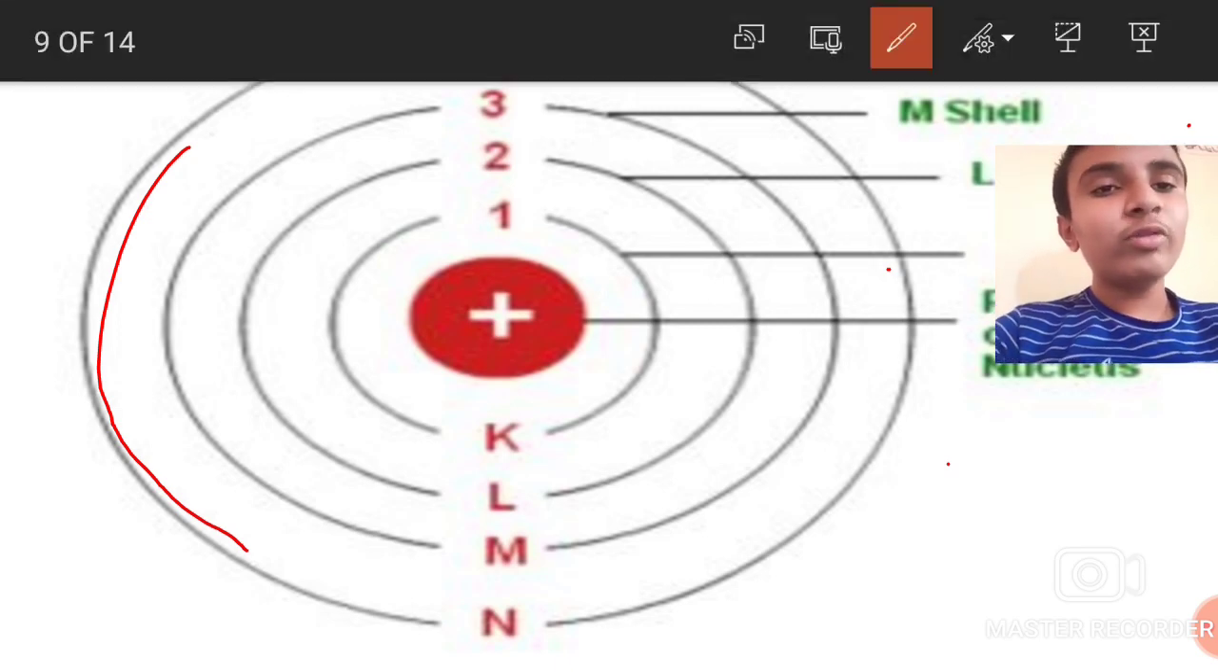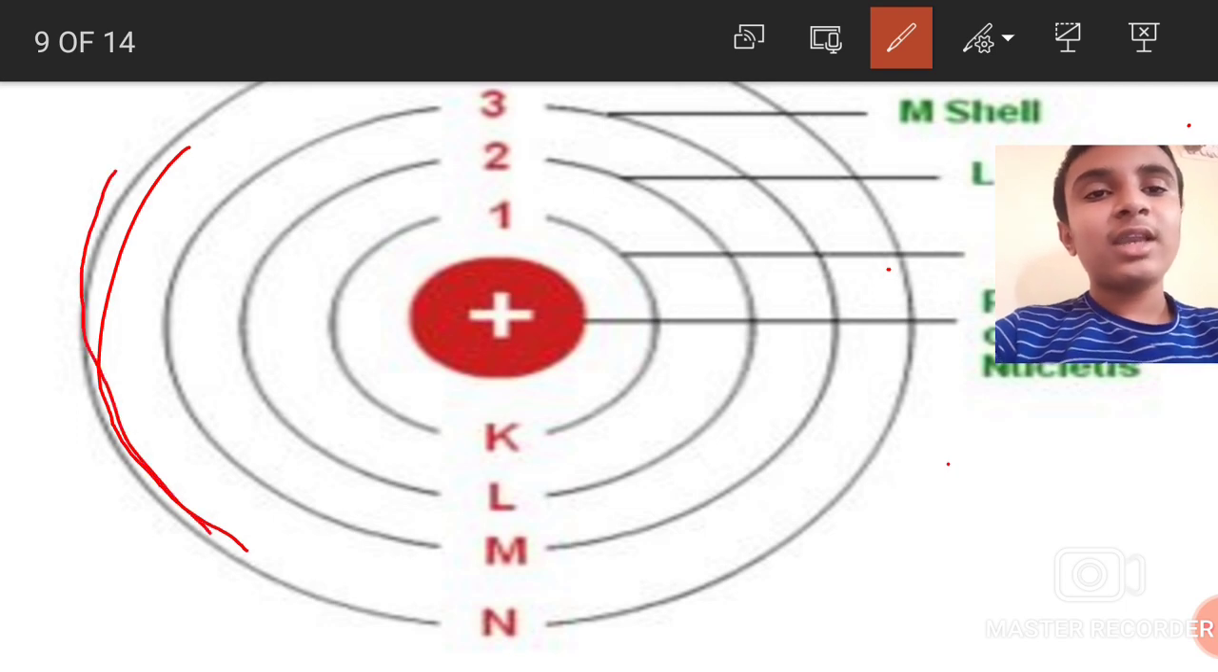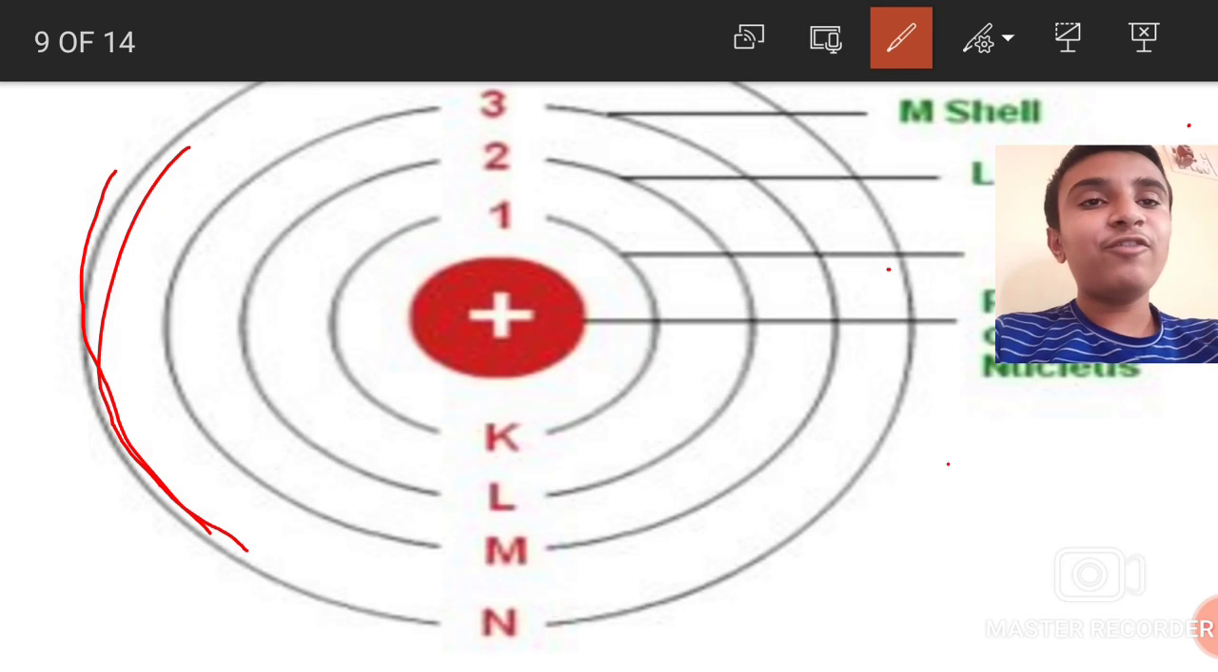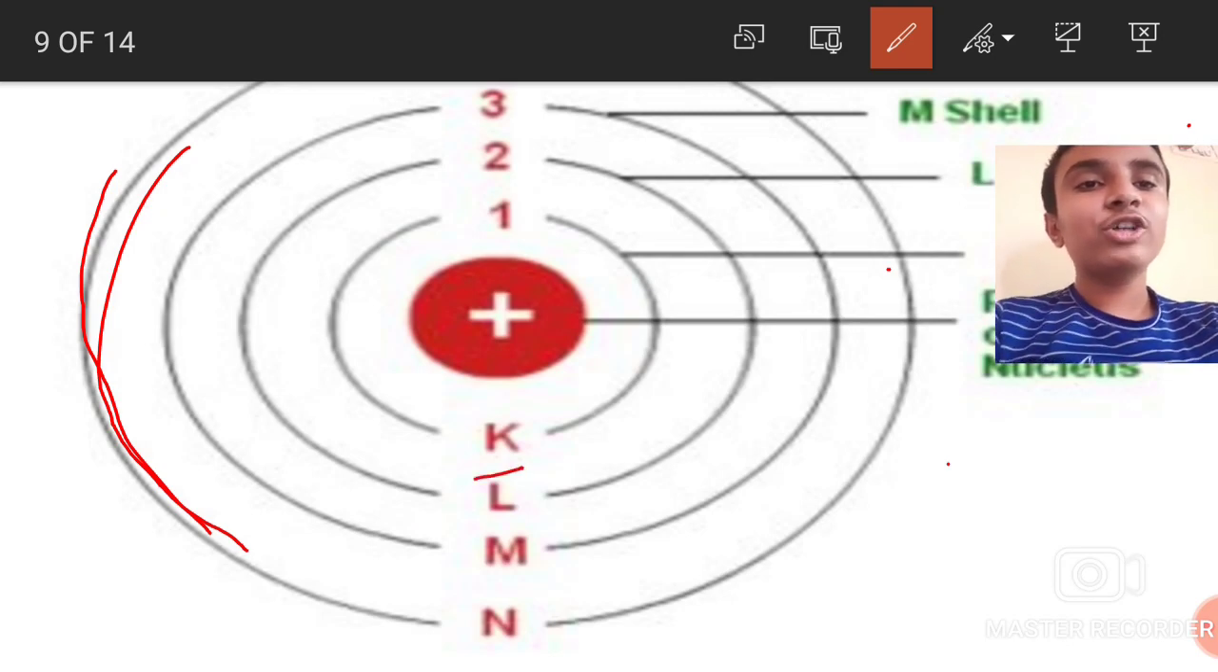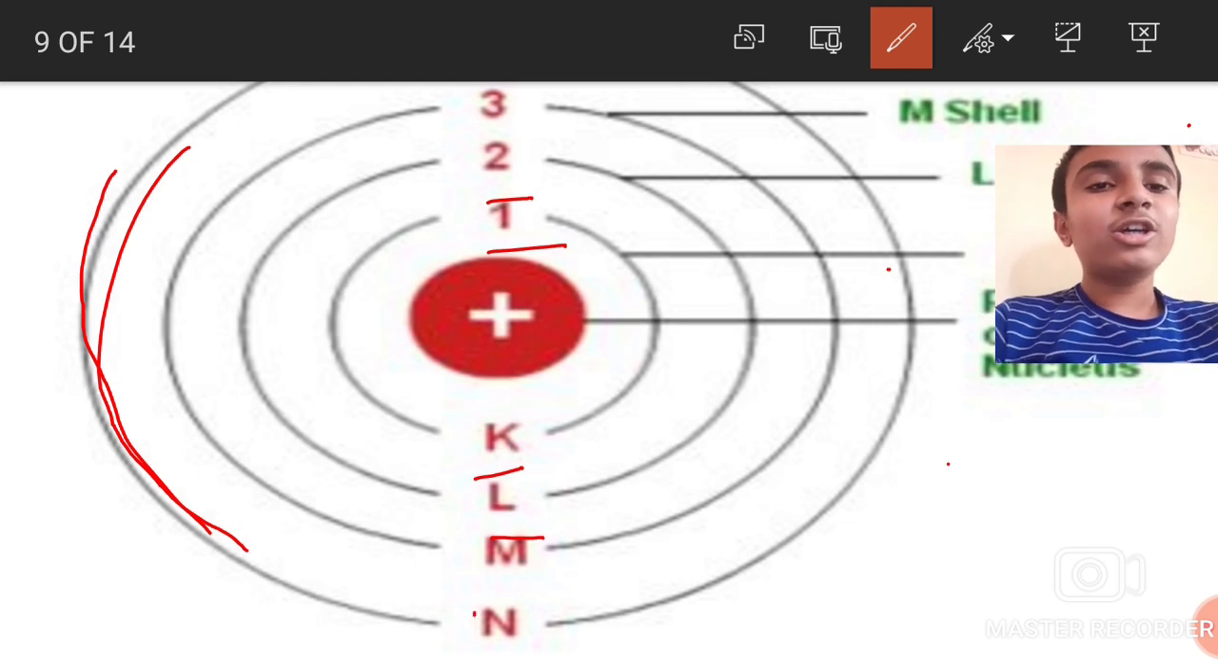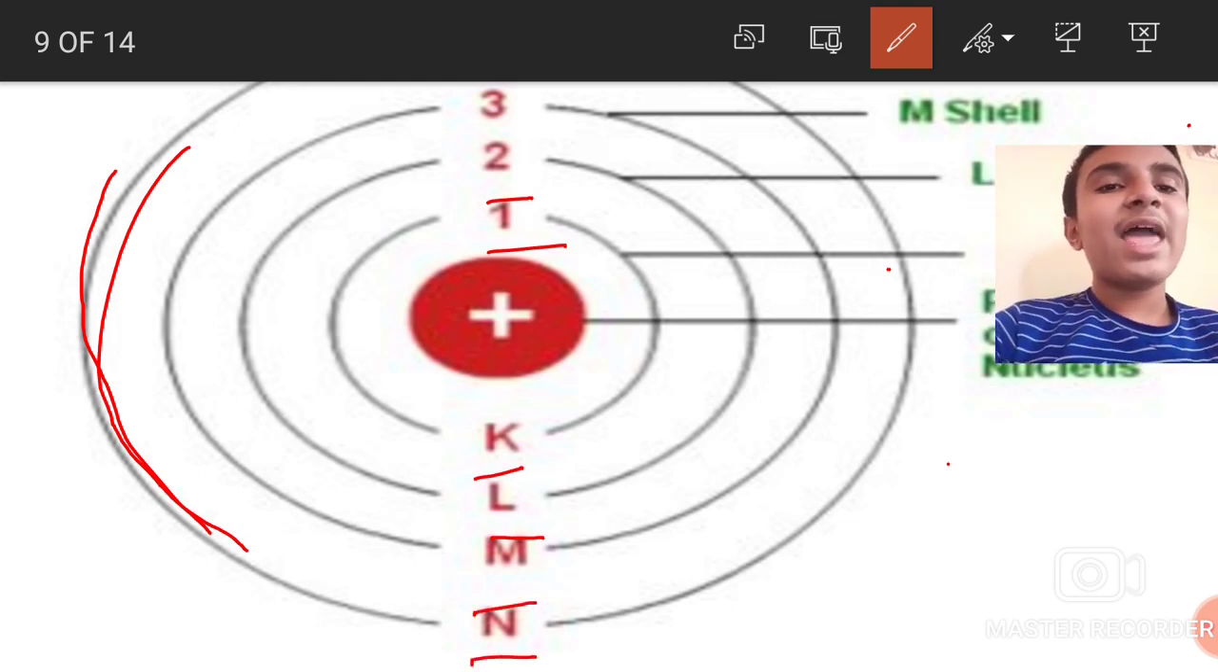These electrons move in concentric orbits like this: K, L, M, N. He gave the name to the first orbit as K, the second orbit L, the third orbit M, and the fourth orbit N. So he gave these names to the orbits.